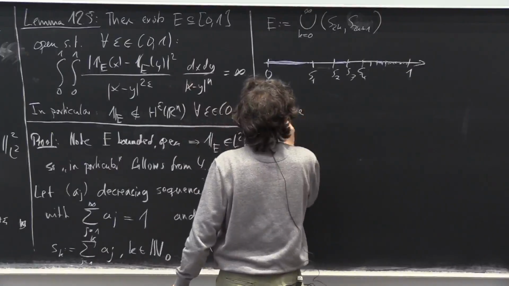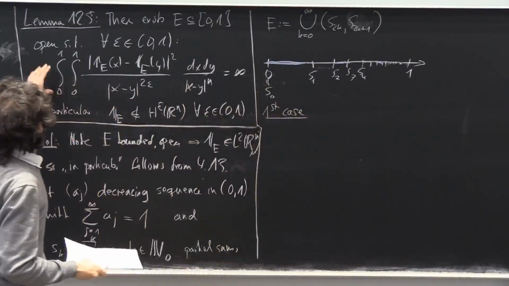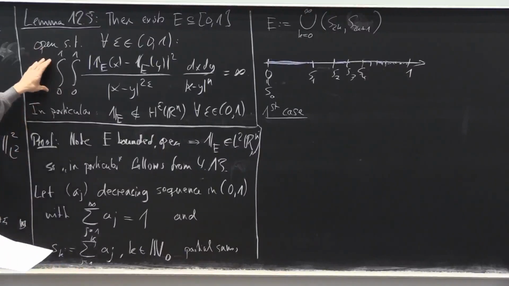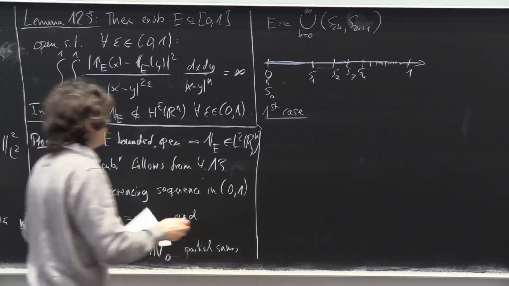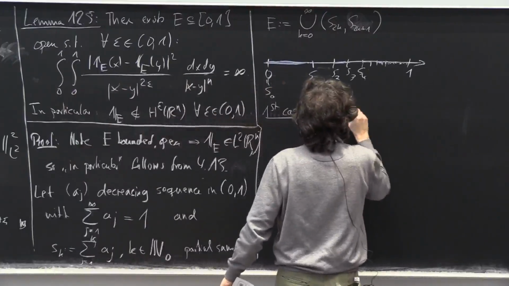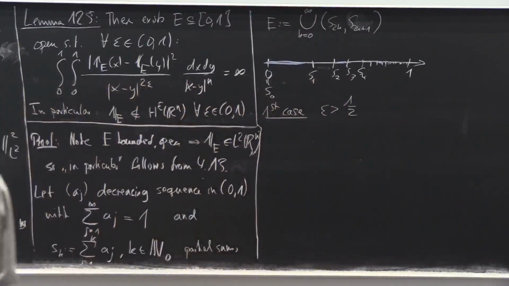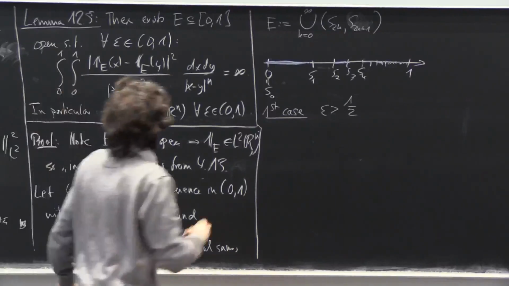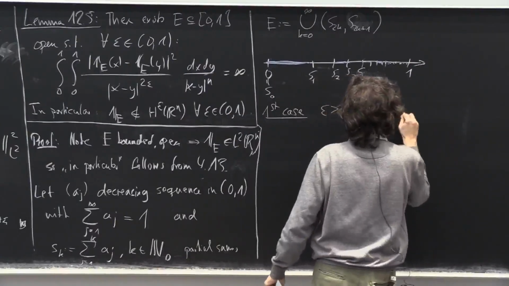So what do we have to prove? We have to prove that, choosing a_j in the right way, all these terms here are finite for every epsilon positive, or epsilon between 0 and 1. And as one can imagine, the big epsilons are not the issue. The difficult part is epsilon close to 0. So let's first deal with the easy epsilons, so epsilon greater than 1/2. And for epsilon greater than 1/2, to show that this is infinite is easy.